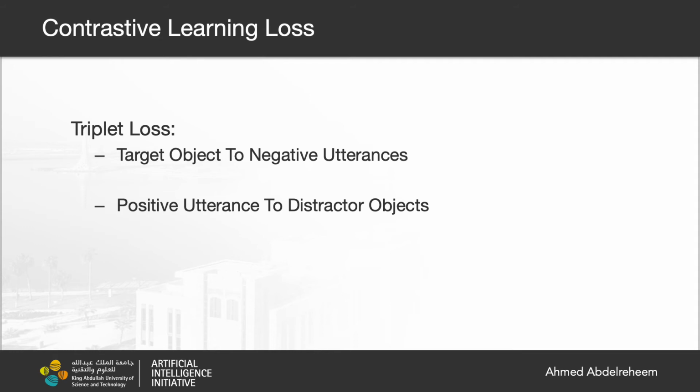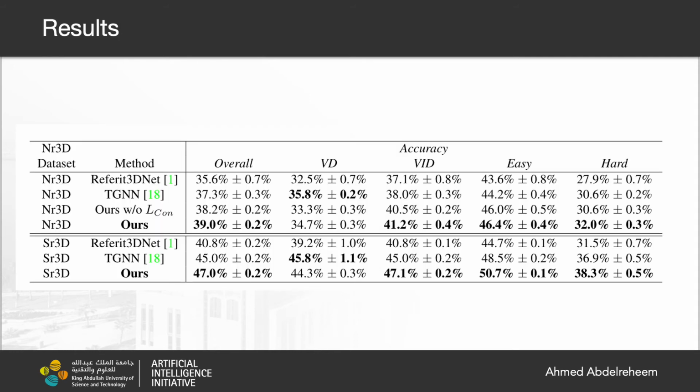We show in our experiments that our model improves the performance on the current benchmarks by a significant margin. By incorporating the contrastive loss, the performance in the hard context improved much.